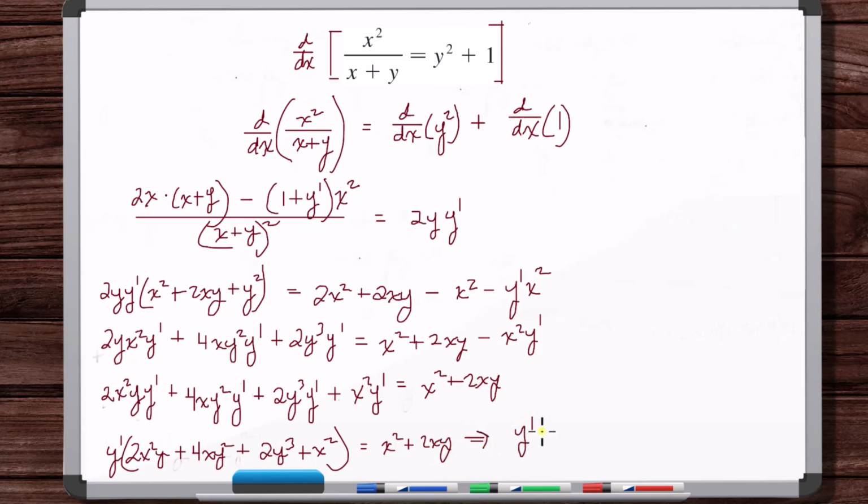Now just divide both sides by this term. In the denominator we have 2x squared y plus 4xy squared plus 2y cubed plus x squared, and then in the numerator x squared plus 2xy, and that's y prime.